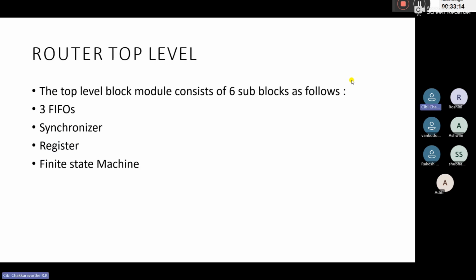As we discussed in yesterday's session, there are four components: one is FIFO, one is FSM, one is synchronizer, and one is register. For each component there is a purpose. For example, register is also temporary storage, and FIFO is also a temporary storage, but we should not compare them like that.